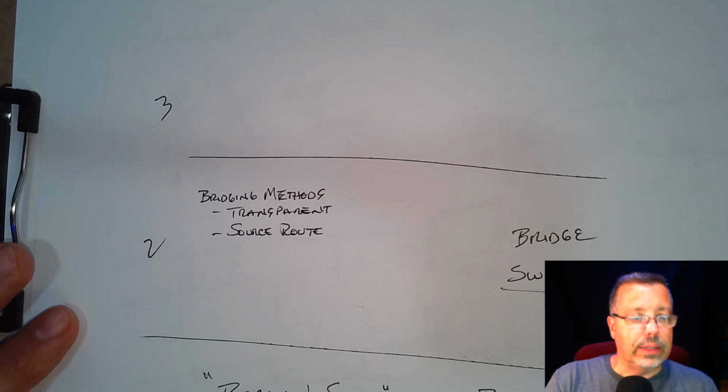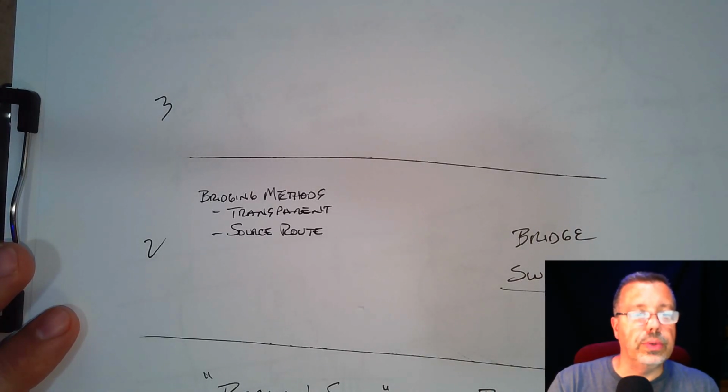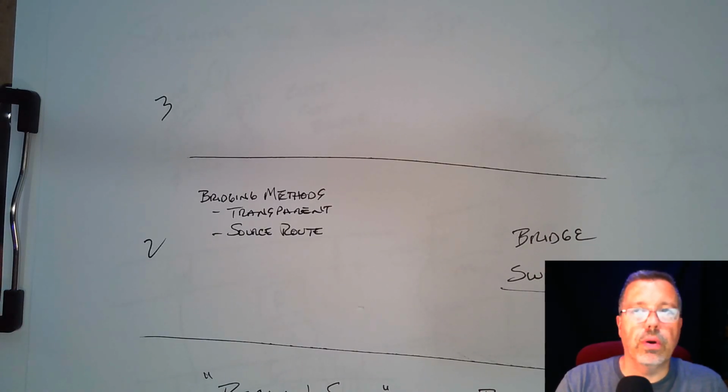All right, let's keep going on this. So we did bridging methods, and we just did bridges and now switches. Same thing that we had before.